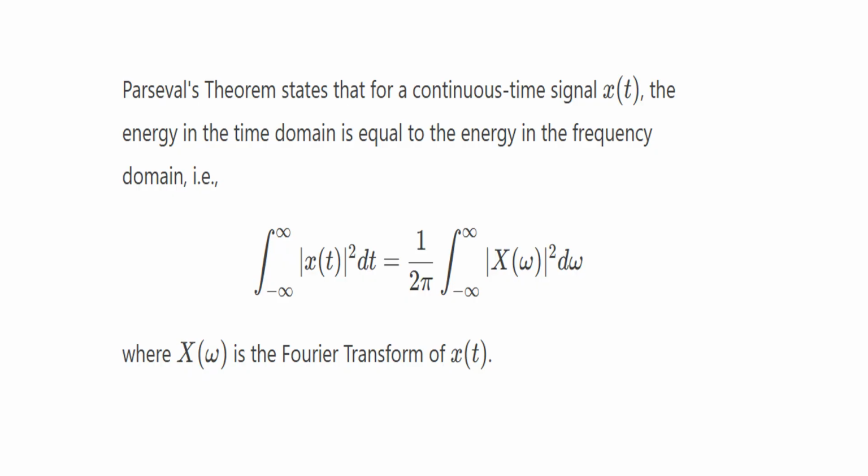See, on the left hand side you have small x of t and on the right hand side you have capital X of omega. So what is actually X of omega? The capital X of omega is actually the FT of small x of t. FT means Fourier transform of the small x of t.